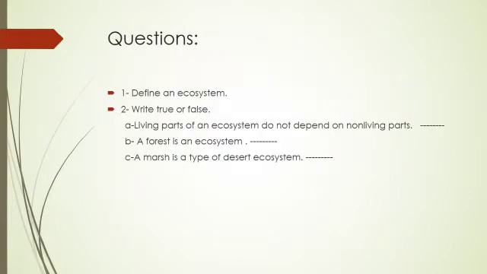Read again the text and answer the following two questions. Question number 1. Define an ecosystem. Question number 2. Write true or false. True means correct. False means wrong. Part A. Living parts of an ecosystem do not depend on non-living parts. Part B. A forest is an ecosystem. Part C. A marsh is a type of desert ecosystem.